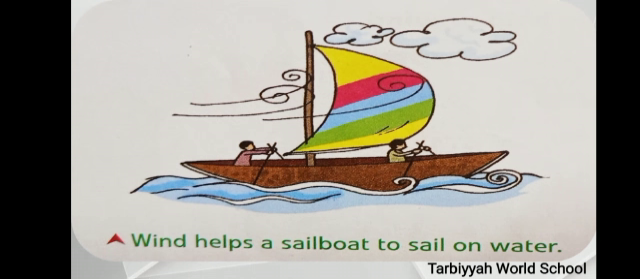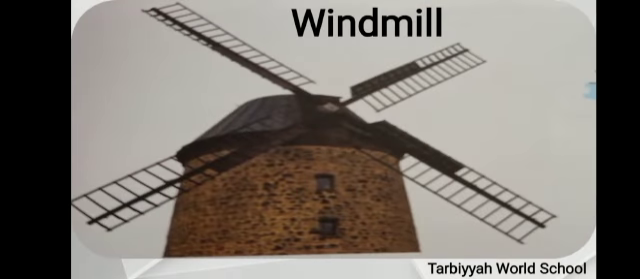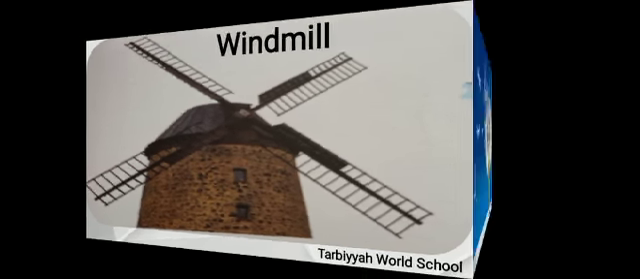Wind helps a boat sail. Windmill. The blades of a windmill move with the help of wind. Windmills are used to grind grains and draw water from wells. So wind turns the blades of a windmill.